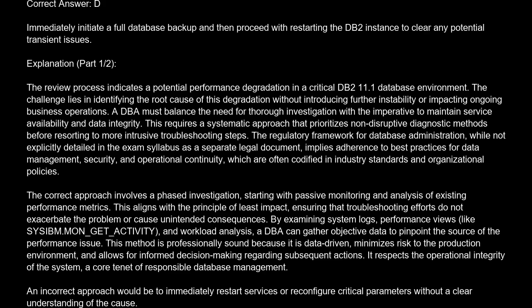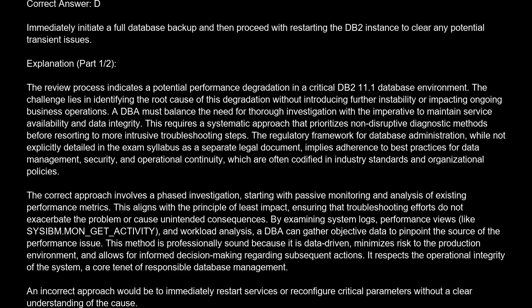The challenge lies in identifying the root cause of this degradation without introducing further instability or impacting ongoing business operations. A DBA must balance the need for thorough investigation with the imperative to maintain service availability and data integrity. This requires a systematic approach that prioritizes non-disruptive diagnostic methods before resorting to more intrusive troubleshooting steps.